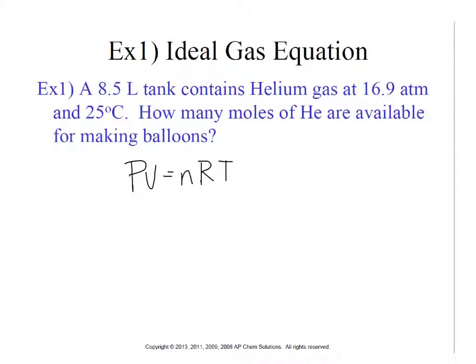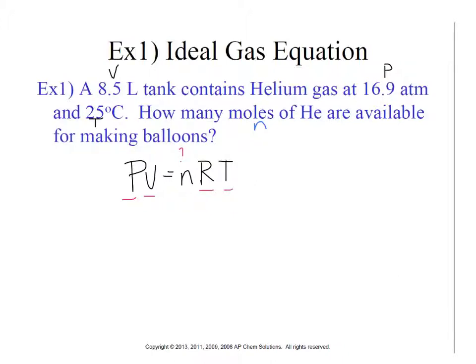We, of course, know what R is already. Let's go through and identify the other pieces. So right here, 8.5 liters, that's volume. 16.9 atmospheres, that's pressure. And 25 degrees Celsius, that is temperature. And then the question is asking us how many moles is there, so that is n. So we do have pressure, volume, and temperature. We're looking for the number of moles.